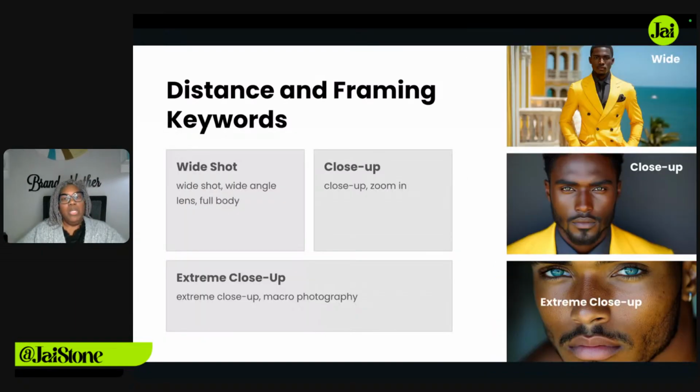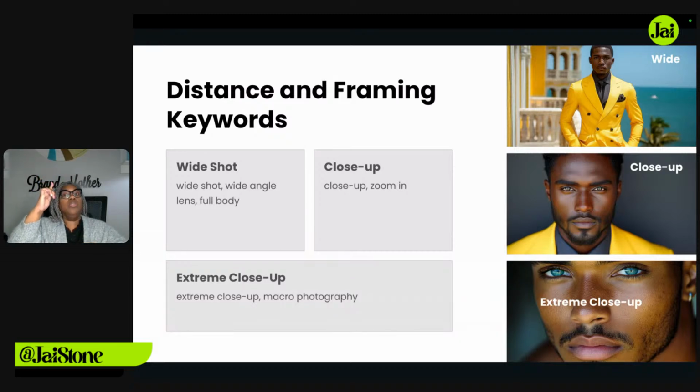Okay. So let's talk about distance framing. This is probably some of the most important things. So distance and framing keywords. Wide shot. A lot of people say, hey, I can't get the whole body in there. I describe their t-shirt, I describe their shoes. And what you'll find is if you've got a short picture and you say they've got on yellow pants and green shoes, it'll show the person sitting with their knees up, and it stuffs the shoes in the picture, right?